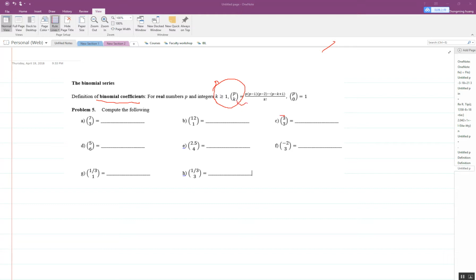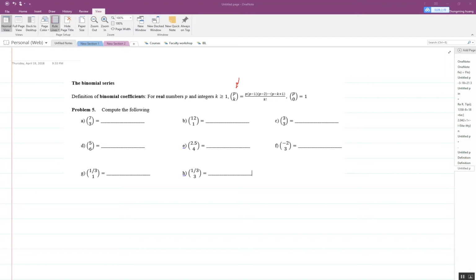It's defined here: p times p minus 1 times p minus 2 down to p minus k plus 1, divided by k factorial. And then of course we need to define a special case, p choose 0. Okay, so how do we read this? We read p choose k, so this is p choose 0.